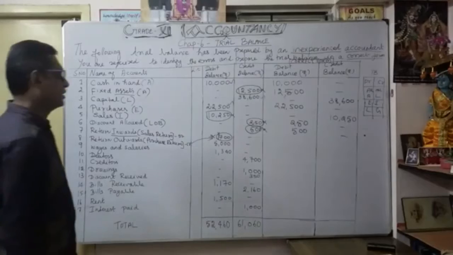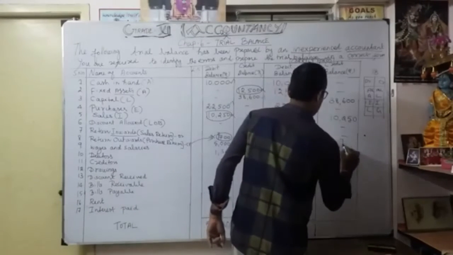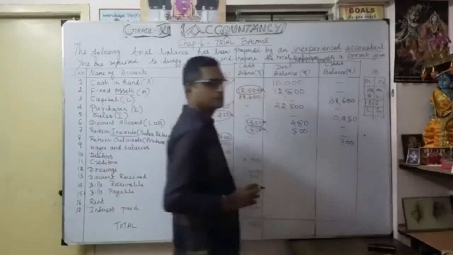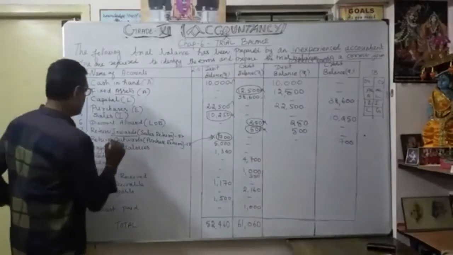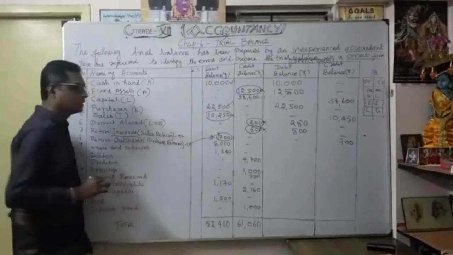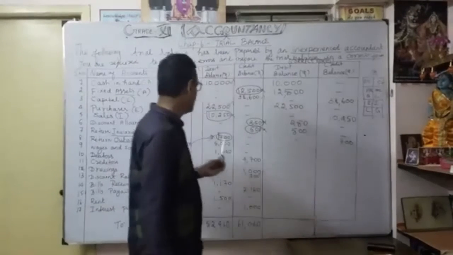Purchase return. How much? 700. So I am going to write it here, dash 700. Okay. You should be very careful. Return outwards is nothing but purchase return. So purchase return is always a credit balance, never a debit balance.